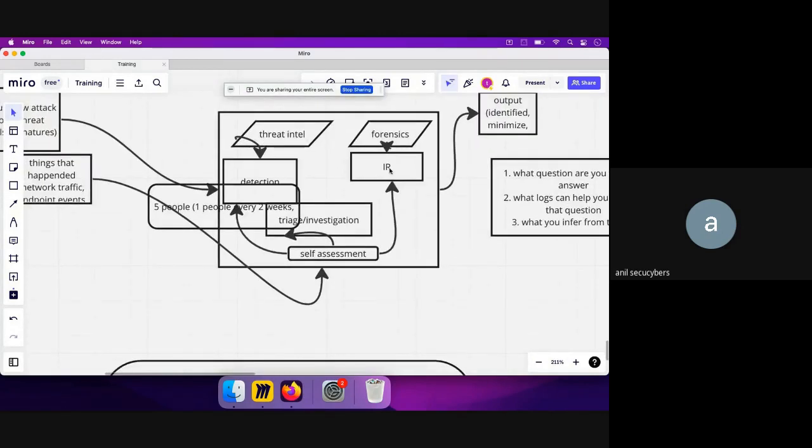IR, incident response, as I told, is that incident response team. It will actually depend on the severity of the case and the scale of the case, basically.